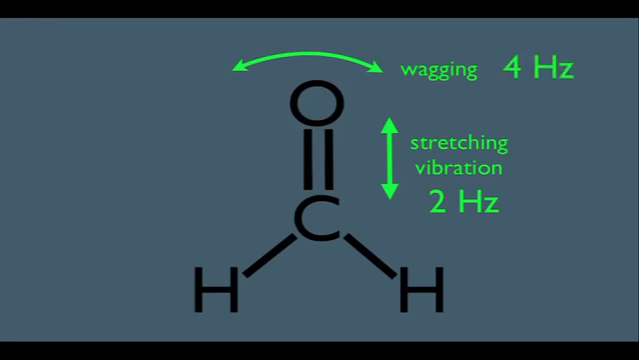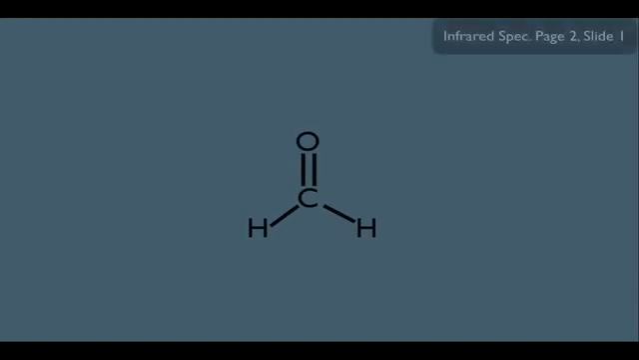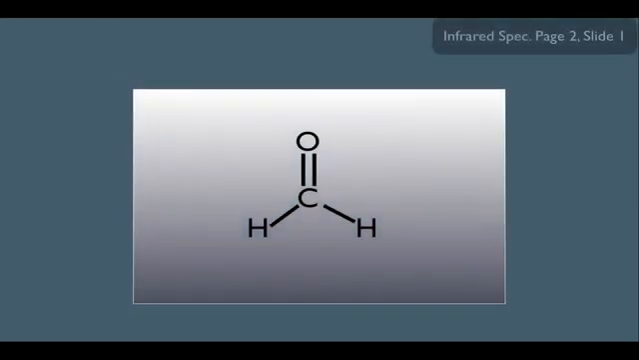Now, let's say we could also measure the wagging. And let's say that it wags at 4 hertz, which again means it goes back and forth 1 cycle, or wags back and forth, 4 times per 1 second. If that's the reality, then let's see what happens when we take our formaldehyde molecule and we stick it in the IR spectrometer. And let's again label our stretchings at 2 hertz and our waggings at 4 hertz.